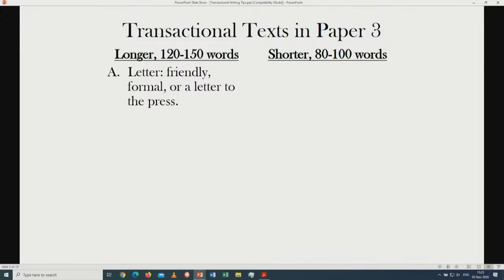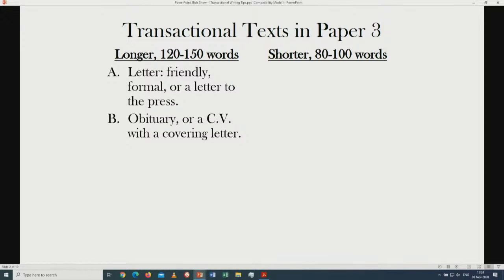Now, your longer texts are based on selection out of 4 different categories. And there you see the first category. These are the letters. You've got 3 types: the friendly, the formal, and the letter to the press. We're going to look at those in a little bit of detail now, just to make sure you don't blow it too quickly. But be assured that you will get a letter to write, whether it is friendly, formal, or to the press.